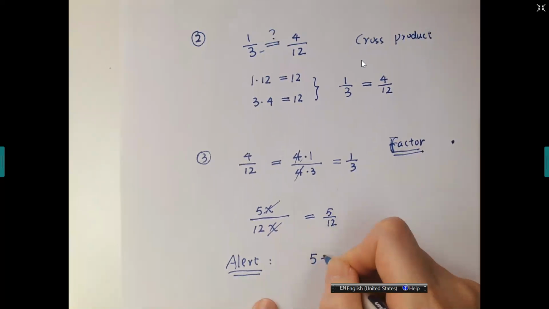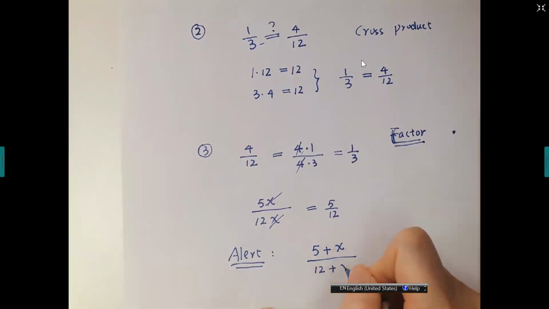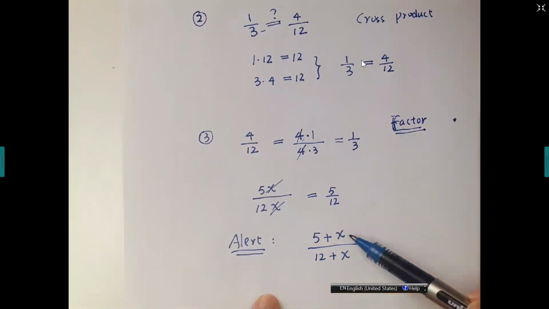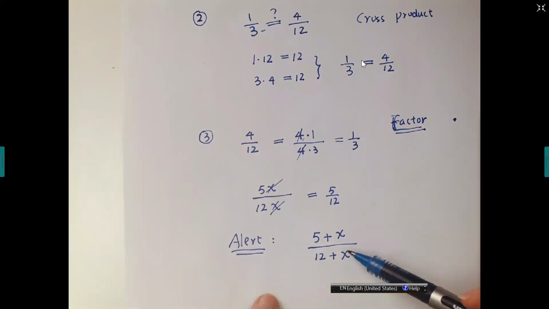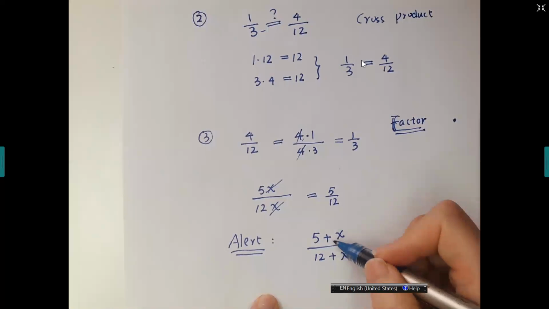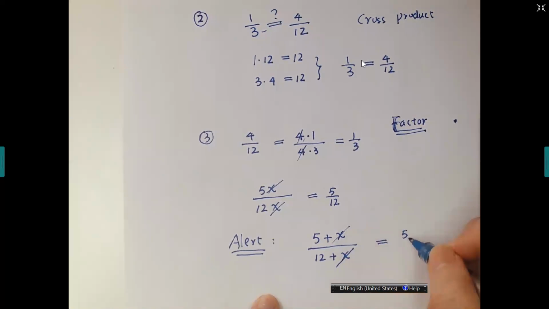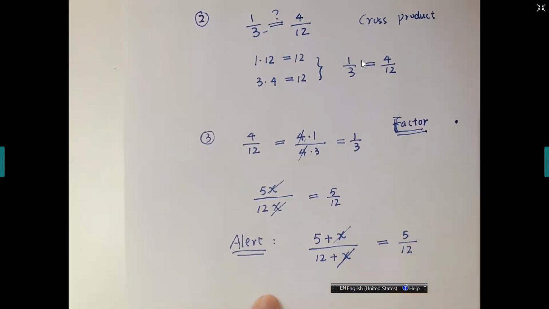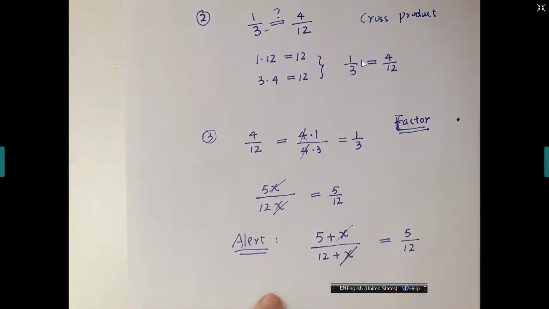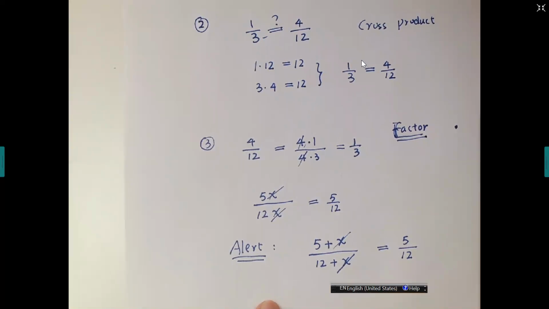If I give you one expression like this, 5 plus x over 12 plus x. This is still a rational expression. And some students say, oh, I see x on the top, I see x on the bottom, and the same number could cancel each other. So when I cancel this x and this x here, I will have 5 left on the top and 12 left on the bottom. And this is my answer. And remember, this is completely wrong.